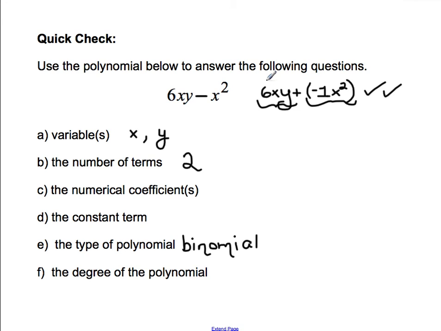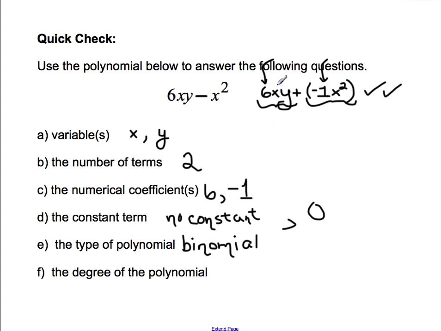Now let's take a look at our numerical coefficients. This is a term right here. It has variables, so the number that's multiplied to the variables is called the numerical coefficient. This term has a variable, so we take the number that is multiplied to the variable, which is -1. We have no constant term here. Some people would say that the constant term is 0. If you want to put 0 in there or say no constant term, that's fine. I'd accept either answer.